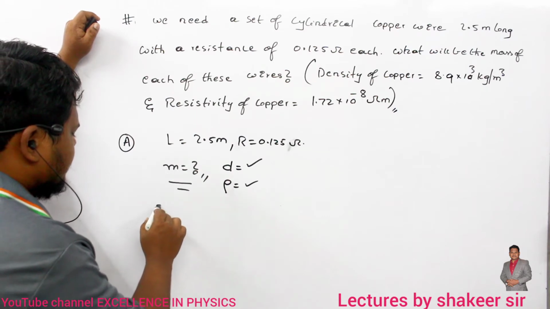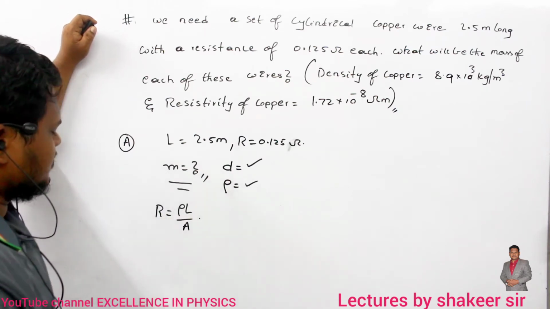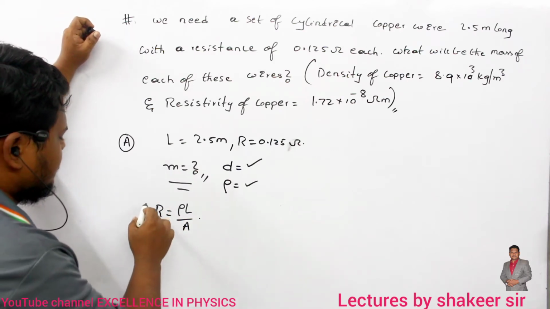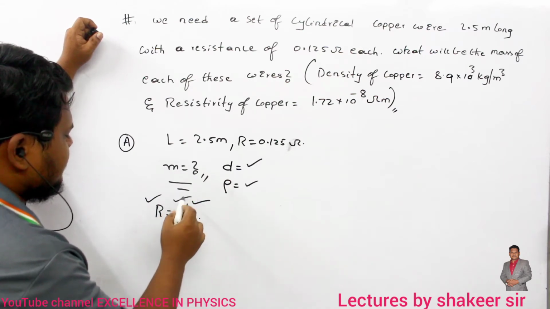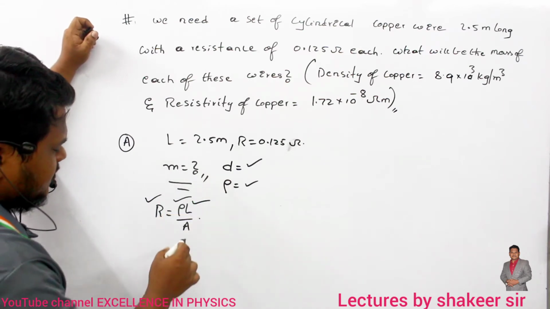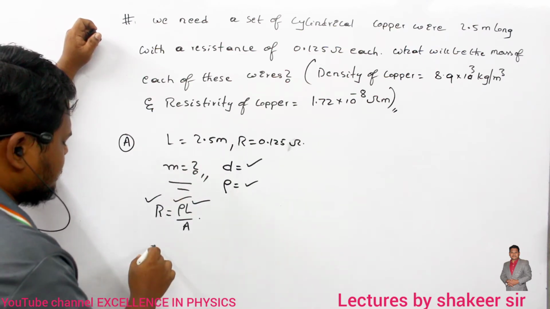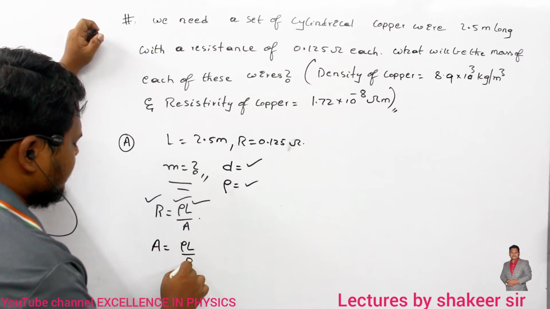So resistance R is equal to rho L divided by A. Now in this equation, what are the terms which are given? Resistance is given, length is given, resistivity is also given. So from this I can calculate area of cross section. Area of cross section is not given, therefore area of cross section is equal to rho L divided by R.